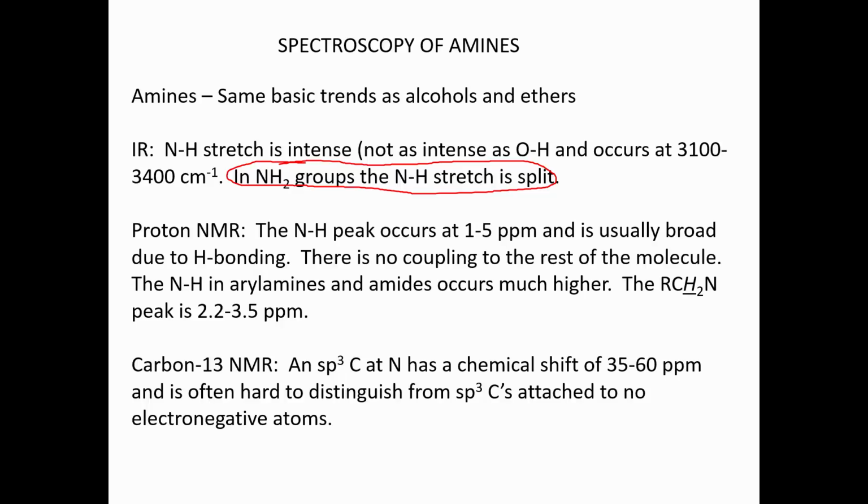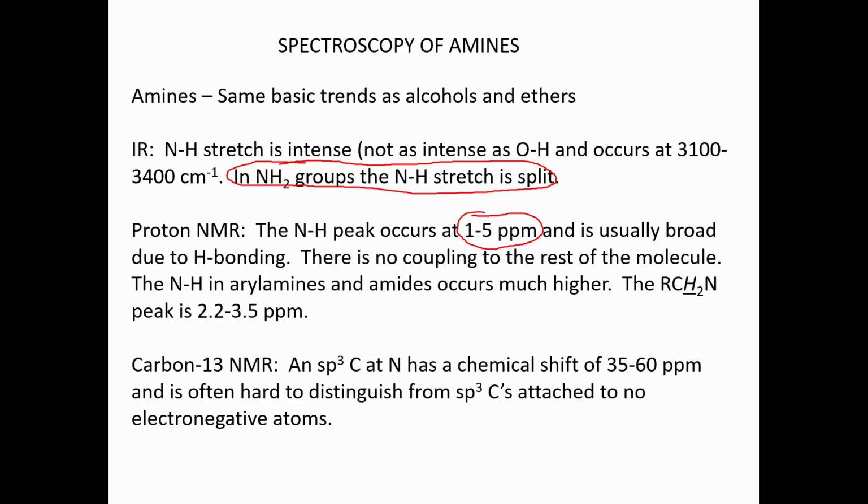It occurs somewhere between 3100 and 3400 wave numbers, somewhere between where the OH comes and where the CH comes. In the proton NMR, we see the NH peak occurring somewhere between 1 and 5 parts per million. This is a very large region, and it's usually broad due to hydrogen bonding and due to the fact that the major isotope of nitrogen has an NMR signal, but not in the same way as a proton or a C13. It's a little bit more complex. There's no coupling to the rest of the molecule, just like with the OH group, and this is true in most cases. Occasionally you can see coupling, but usually the NH is isolated from the rest of the molecule.